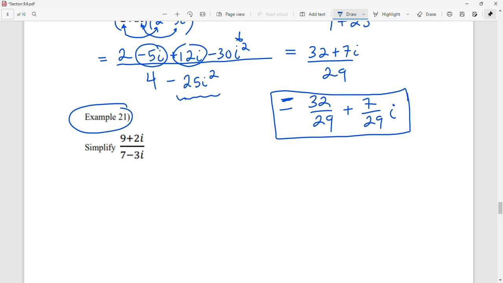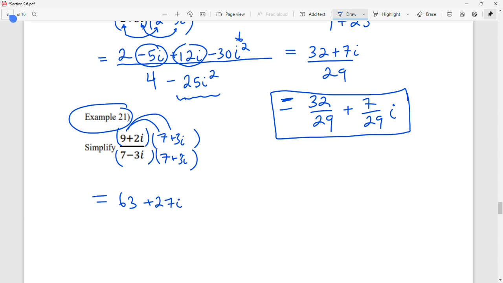Example 21. We can do the same process. We'll use the conjugate of the denominator, which is 7 plus 3i. And so we have to FOIL out the numerator. So 7 times 9, that's 63. 9 times 3i is 27i. 2i times 7 is 14i. And 2i times 3i, that's 6i squared.